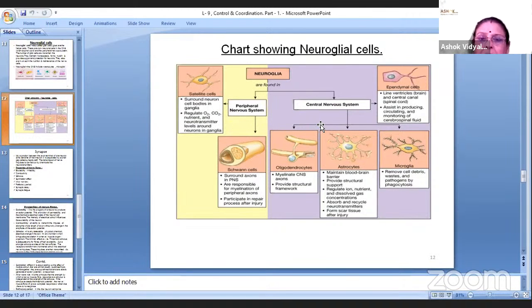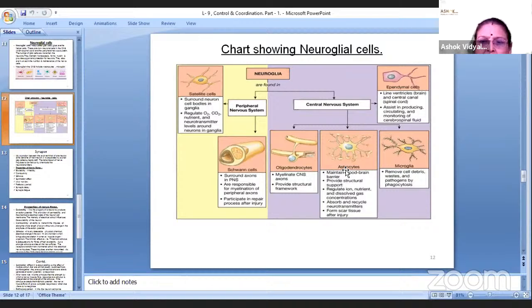Now let's understand the neuroglia cells present in the CNS, that is central nervous system. First of all, let's take up the oligodendrocytes. Very easy to pronounce and very easy to write the spelling also, student. Oligodendrocytes, right? Cytes indicates cells. They myelinate CNS axon. So what does it do? It helps in forming the myelin sheath, right? And it provides structural framework also. And which cells are these? These are oligodendrocytes. Clear?